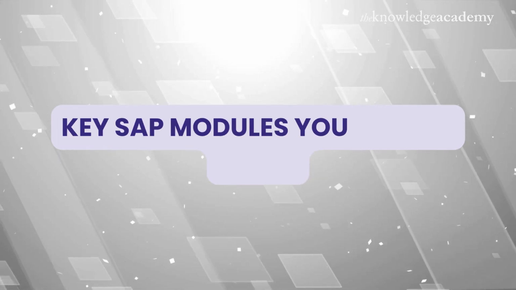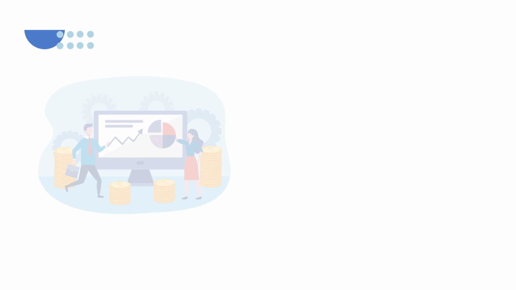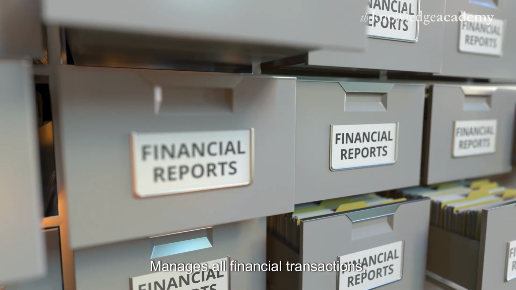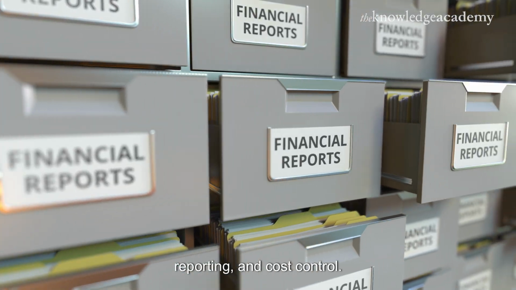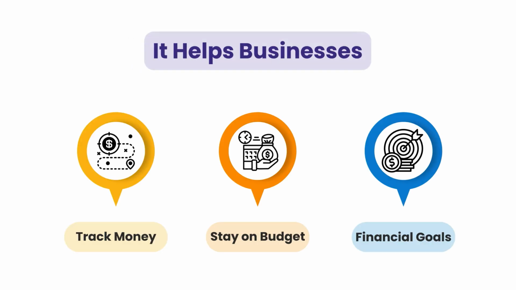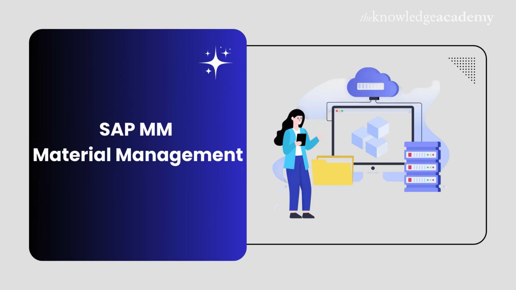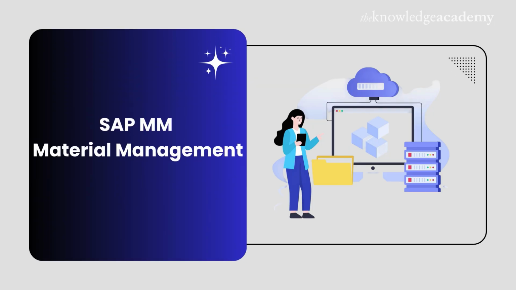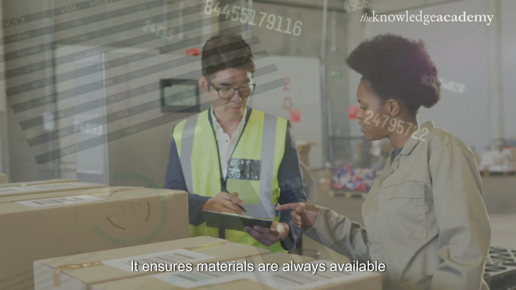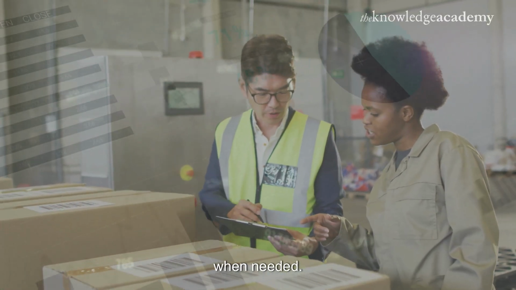Key SAP modules you should know. SAP FICO, Finance and Controlling. Manages all financial transactions, reporting, and cost control. It helps businesses track money, stay on budget, and meet financial goals. SAP Material Management. Handles purchasing, inventory, and warehouse management. It ensures materials are always available when needed.